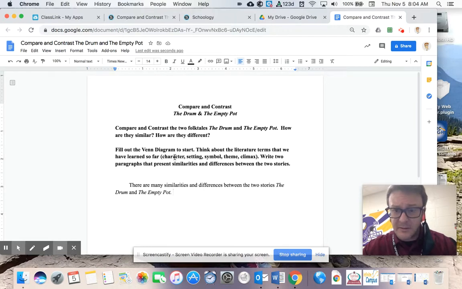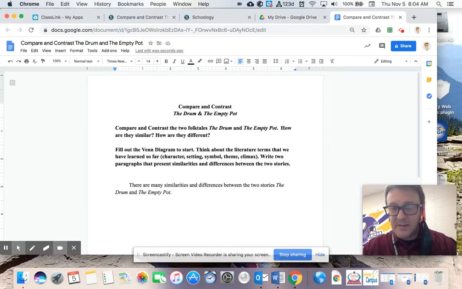The characters, all right. There is a boy in the drum and Chen in the empty pot. Okay, different characters. The setting. In the drum, we are in India, and in the empty pot, we are in China. Okay, symbols. You have the drum in the drum and the empty pot in the empty pot. And you could even go into the theme and the climax if you wanted to go into more details. But I've just listed a lot of differences between these two stories.